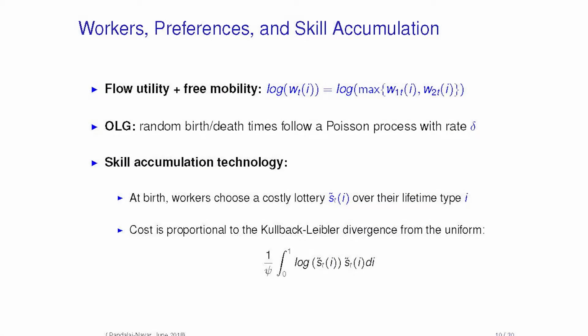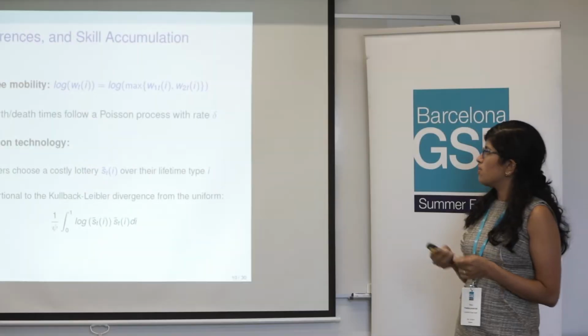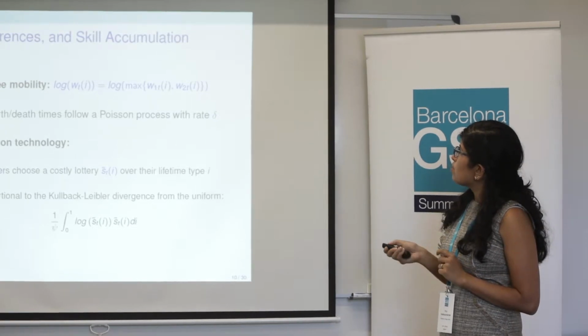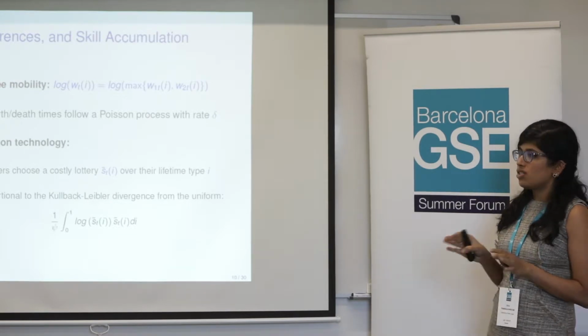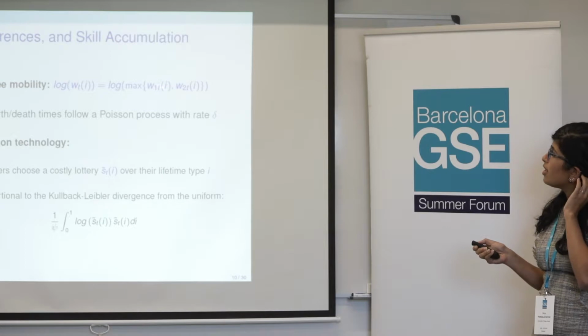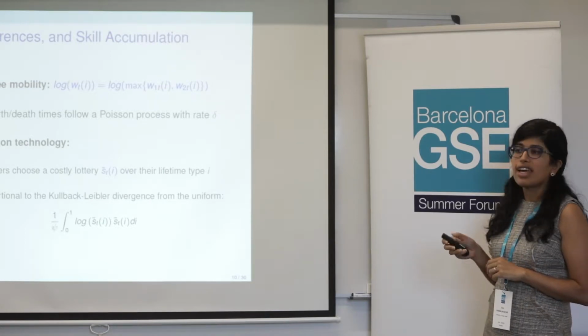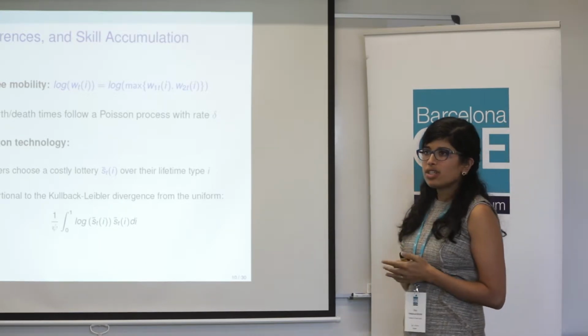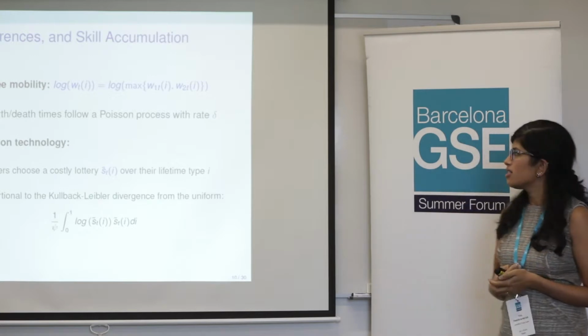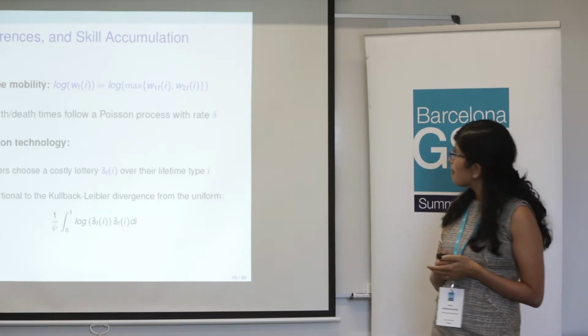Let's talk a bit more about the workers and what they do in the model. We critically assume that there's free mobility between the two firms, so there are no frictions in workers moving within the period from firm 1 to firm 2. All the focus is really going to be on skill accumulation. The workers have flow utility, which is just log wages. They're not saving; they consume their wages in every period, and that is the maximum of the wages they can get in firm 1 versus firm 2. We assume an overlapping generations structure, with random births and deaths that follow a process with rate delta.